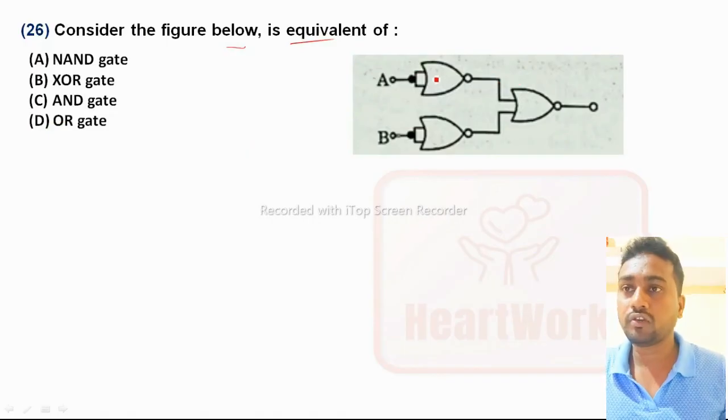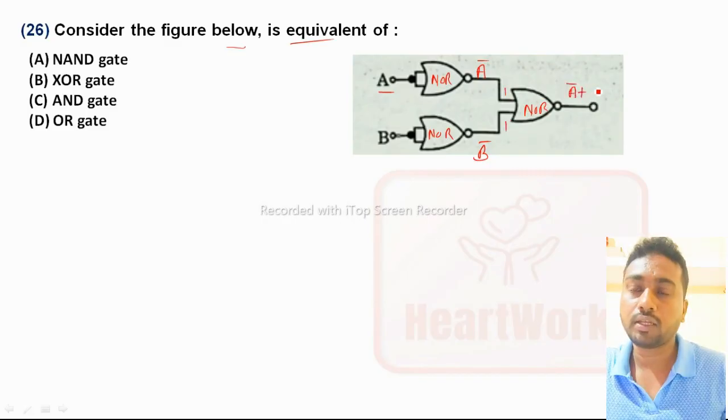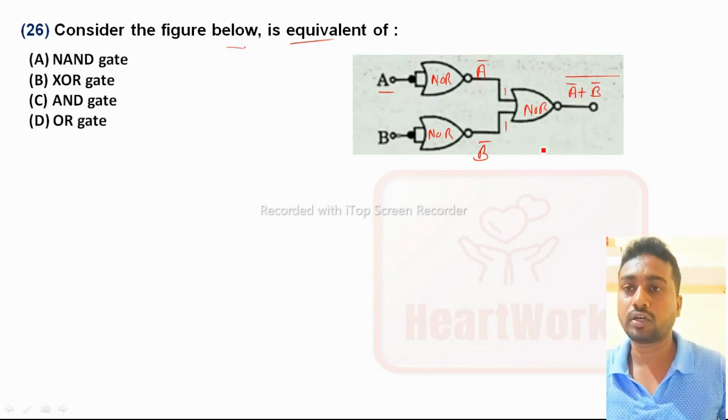So in this figure, if we see, this is a NOR gate, and this is the symbol of a NOR gate. Input is A. What is the output for a NOR gate? This will be A bar, this will be B bar. Again, here the input is A bar, here the input is B bar. So the output that will come is (A bar plus B bar) whole bar.